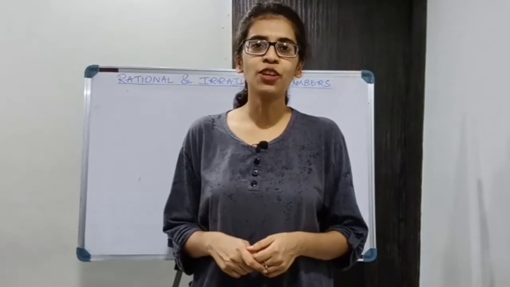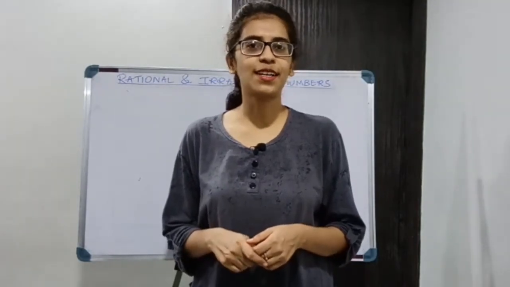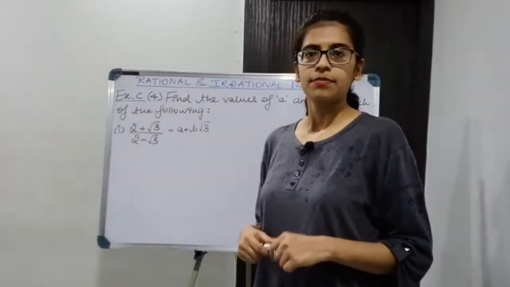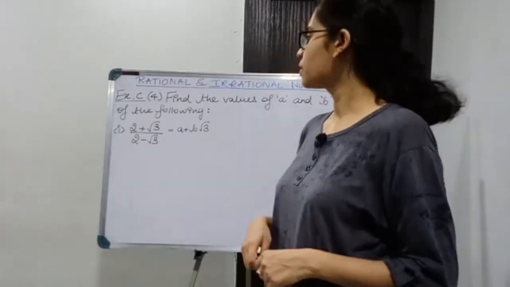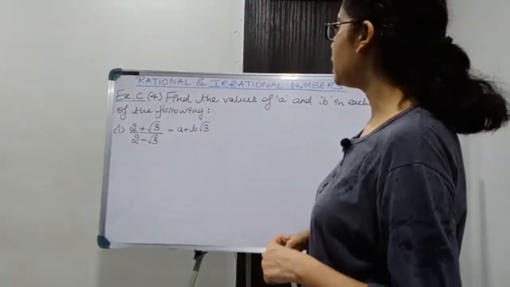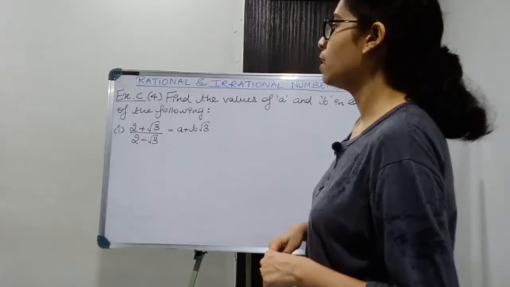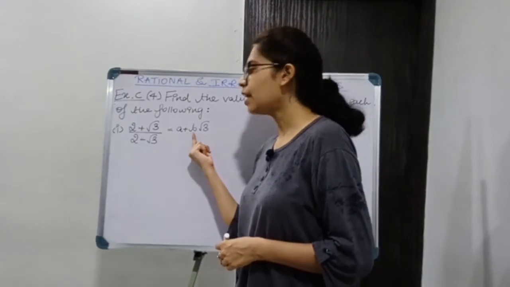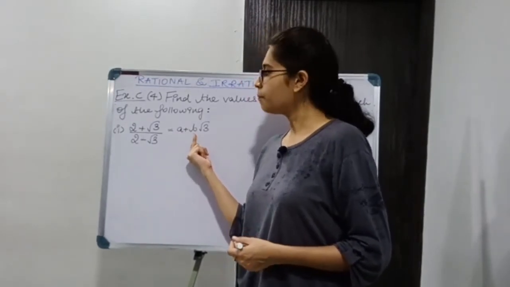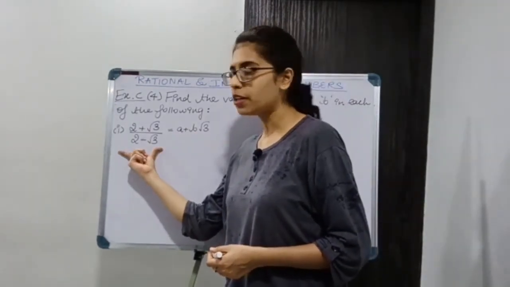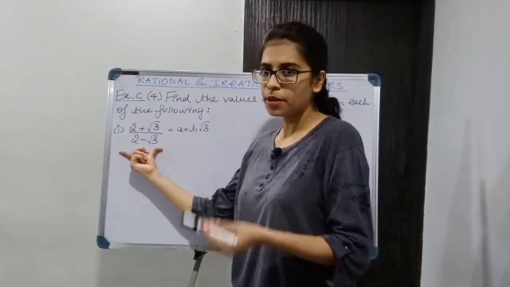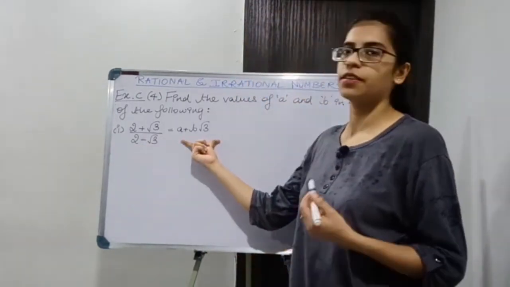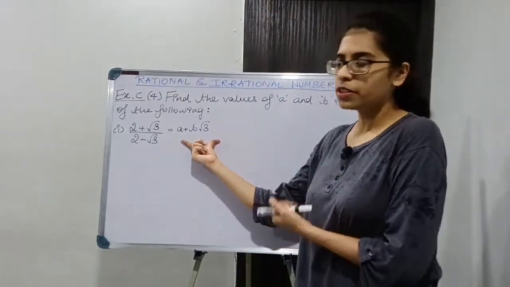In this video, we are going to continue with the third exercise of rational and irrational numbers. Moving on to question number 4. Find the values of A and B in each of the following. Now, you have to find the value of A and B. You are given something over here on the LHS, that is the number, which consists of irrational numbers, and over here you are given A plus B root 3.